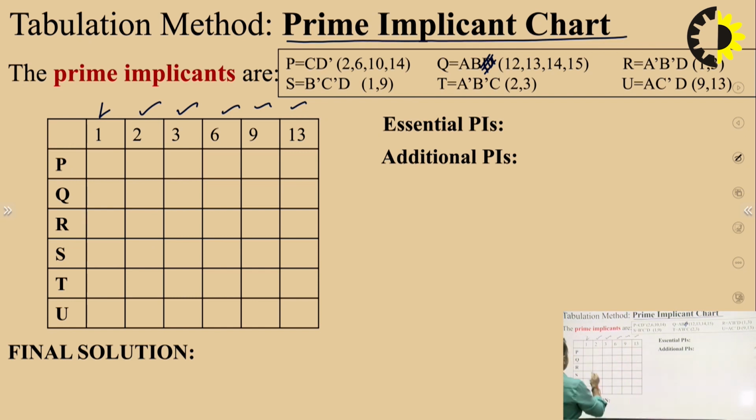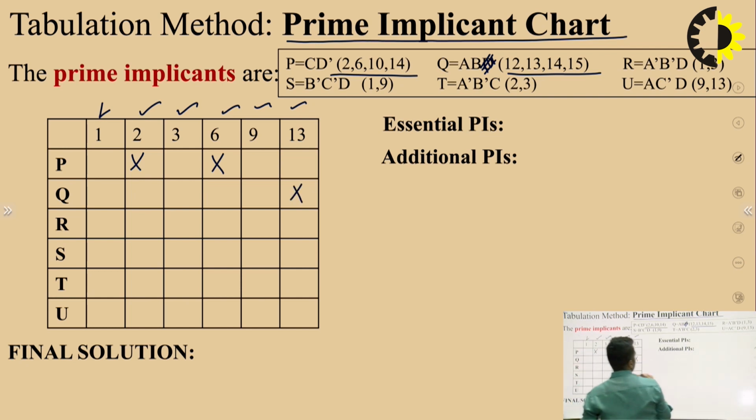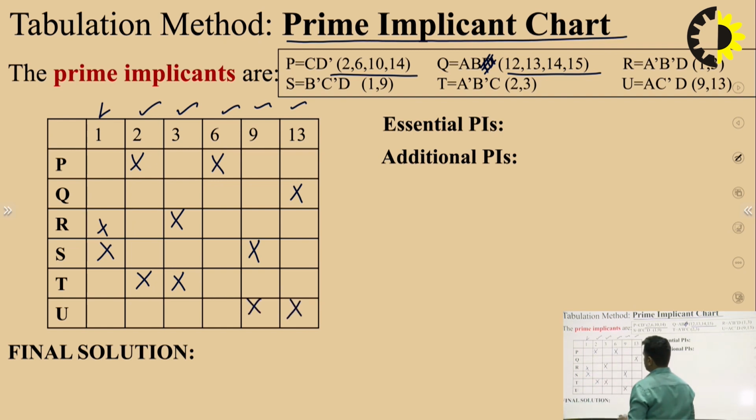Now let's proceed further. P is having 2, 6, 10, 14. 10 and 14 are don't care terms, so I need not mention them. Q is having 12, 13, 14, 15. 12 is not there, 13 is there, 14 and 15 are not there, drop them. R is 1 and 3. Then S is 1 and 9. T is 2 and 3. U is 9 and 13. Okay, so we have mapped it.